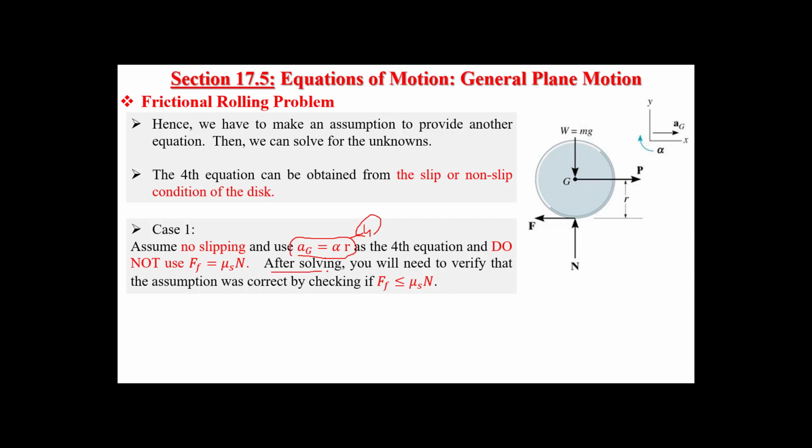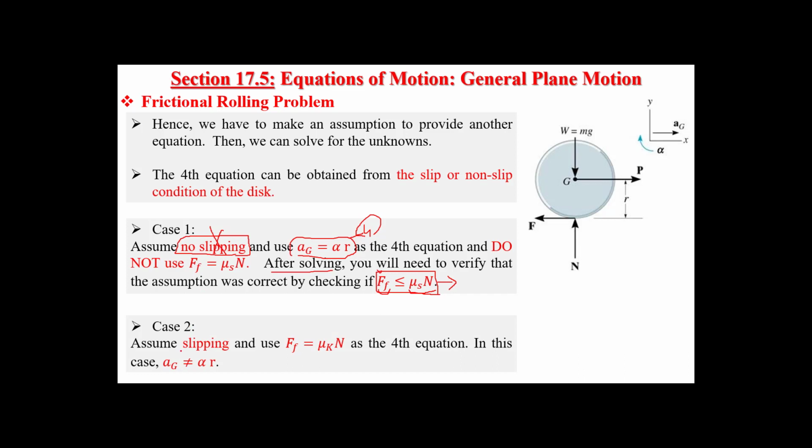بس بعد ما أحل وأطلع كل الأجوبة after solving you will need to verify that the assumption was correct by check إذا كان قيمة الفريكشن فاكتور اللي أنا طلعتها أقل أو تساوي ms multiplied by n. okay. إذا هذه القاعدة تحققت، إذا كانت الفاليو اللي طلعتها أنا للفريكشن فورس أقل أو تساوي ms multiplied by n then my assumption is correct. assumption اللي هو إيش؟ اللي هو no slip. إذا لا معناته الاسامبشن إنه no slip غلط، وإيش الصح؟ الصح بروح للكيس الثاني.